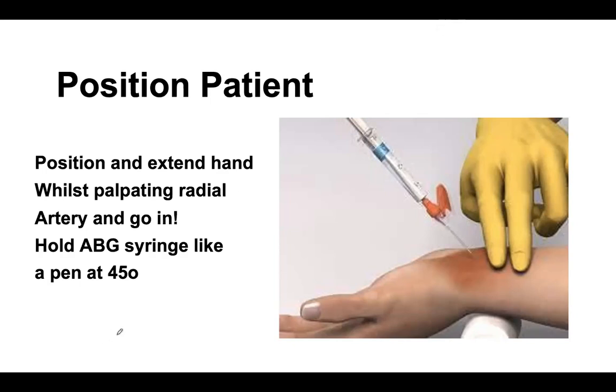Depending on what side you're going to take the sample from, you want to put the patient's hand on a pillow or a blanket or something like that. You want to hyperextend the hand, palpate usually for the radial pulse, and then whilst holding the syringe, you want to advance up at 45 degrees. Really important to wipe it before and make sure that asepsis is observed as best as you can.